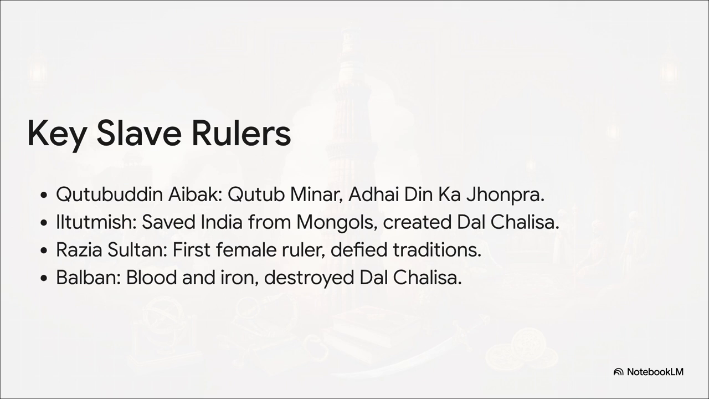Then comes his groundbreaking daughter, Razia Sultan. As the very first female ruler, she completely defied tradition, leading troops without a veil, but tragically she fell to a noble rebellion. And finally, we get Balban. He ruled with a terrifying blood and iron policy, enforcing extreme submission rituals like physical prostration, or sajda, just to remind everybody that he was quite literally God's shadow on earth.